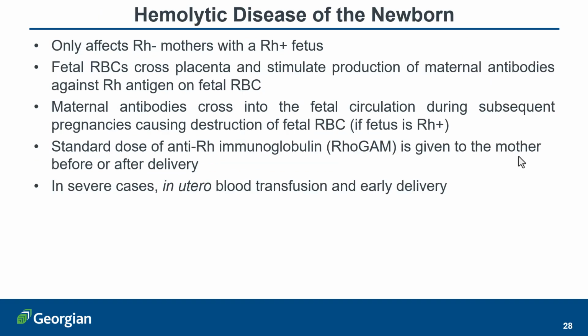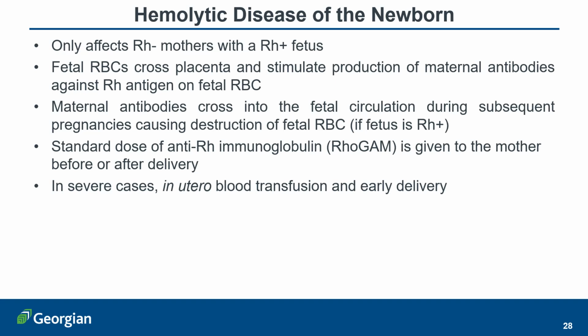The last form of anemia that we're going to discuss is hemolytic disease of the newborn. Hemolytic disease of the newborn only affects Rho-negative mothers. So remember the ABO blood group. If you have A antigens on your red blood cells, you're blood type A. If you have B, you're blood type B. If you have neither A nor B antigens on the surface of your red blood cells, you're blood type O. If you have both, you have blood type AB.